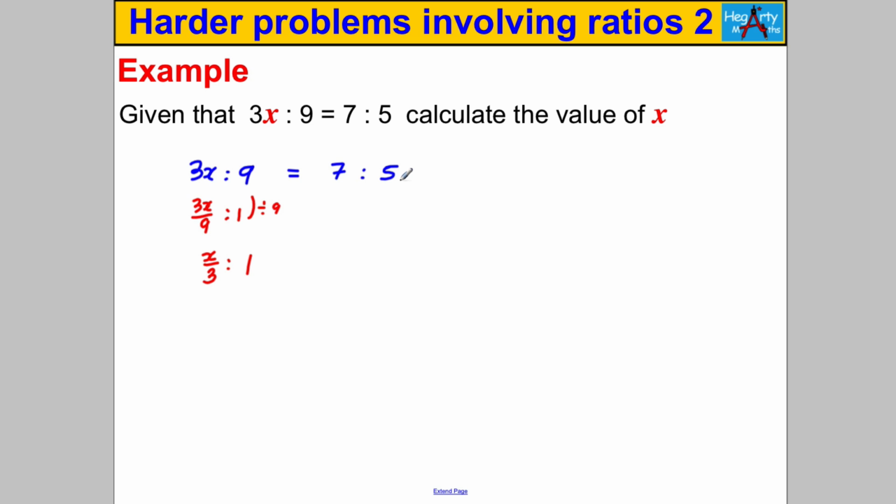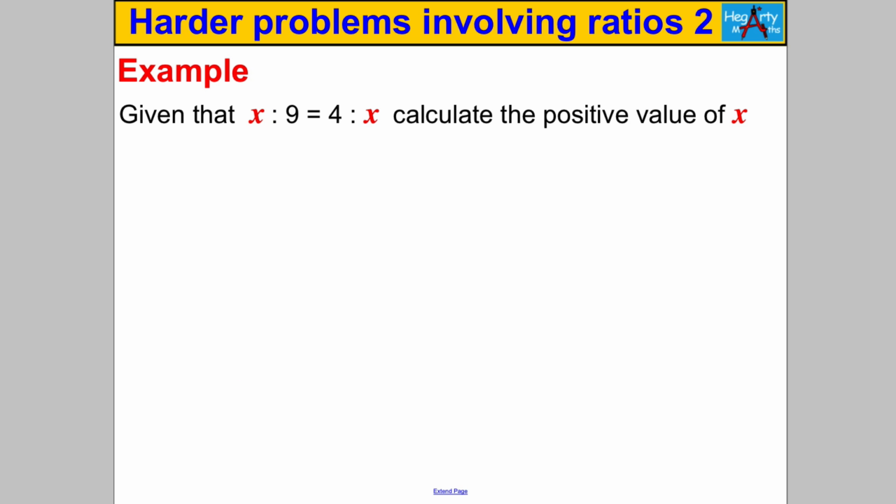Now, if I make the second number 1 here, I'm going to divide both sides by 5. That's going to be 1, and that's going to be 7 over 5. Because this number and this number are 1, and these two ratios are the same, we can state that x divided by 3 must be equal to 7 divided by 5. Let's multiply both sides by 3 to undo that divide by 3, and I get the answer. X is therefore 21 over 5, and I'm done.